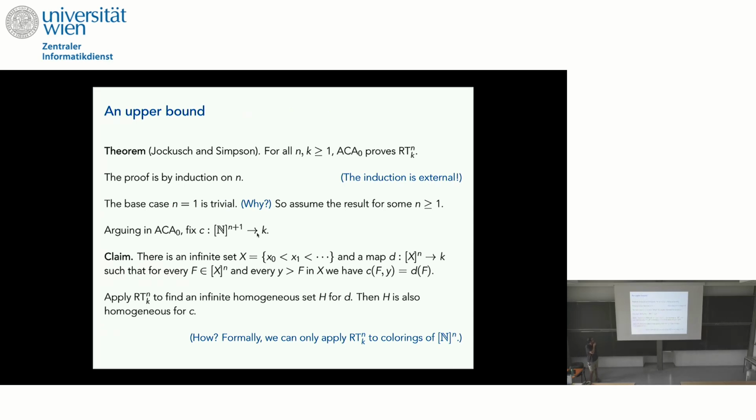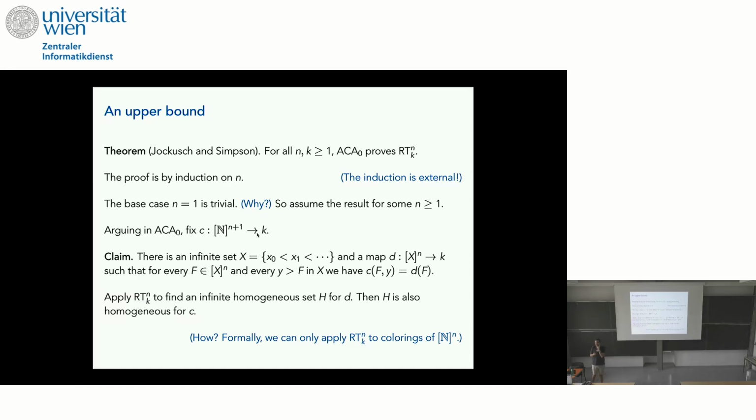So here's a nice upper bound. Maybe this will be the last theorem we prove today. For each fixed standard n and k, ACA naught proves RT^n_k. And how do we prove that? This is really an old result of Jockusch that predates reverse mathematics as we know it, and then formalized by Simpson.